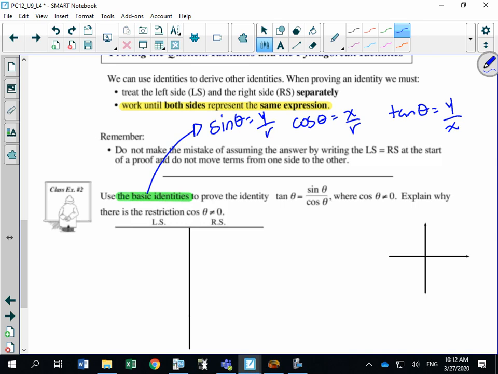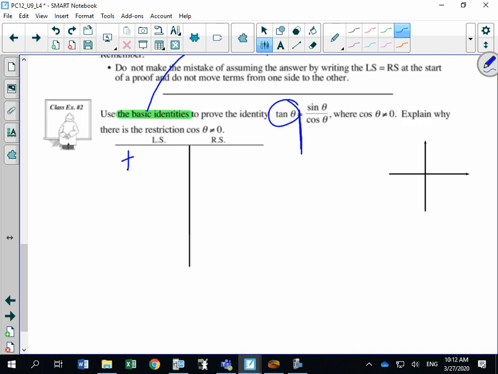So again, normally I would draw my line here. So on the left-hand side, I have tan theta. And on the right-hand side, I have sine theta over cos theta.